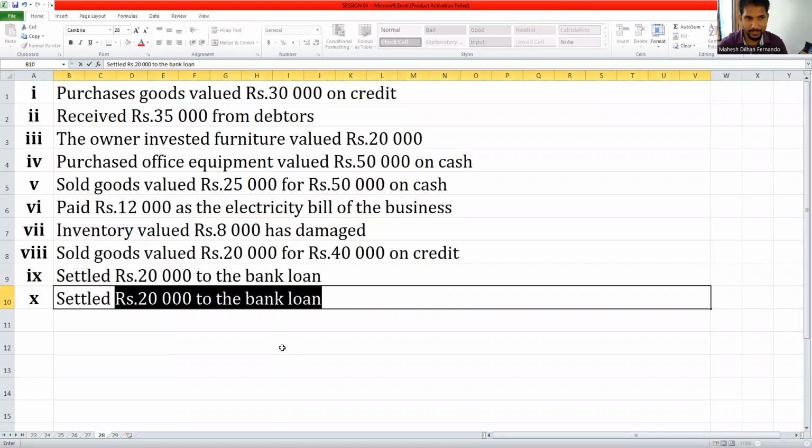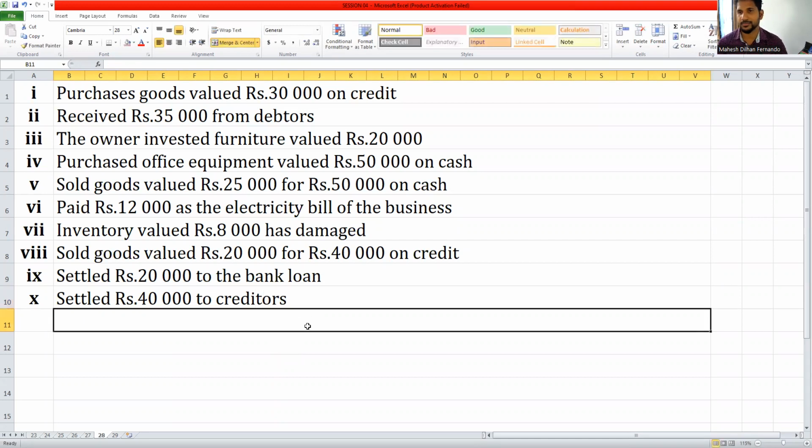Settled, rupees 40,000 to creditors. See, when you write the answers like this, you get a failure for the subject. Right. Here we have the answers for activity number 28.